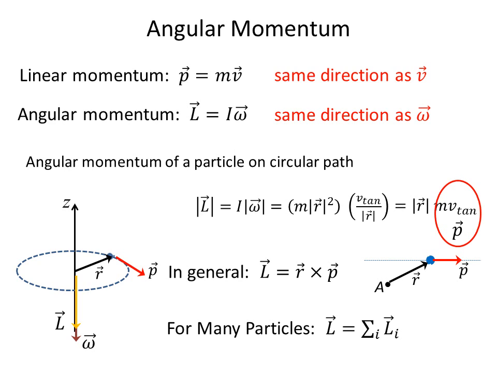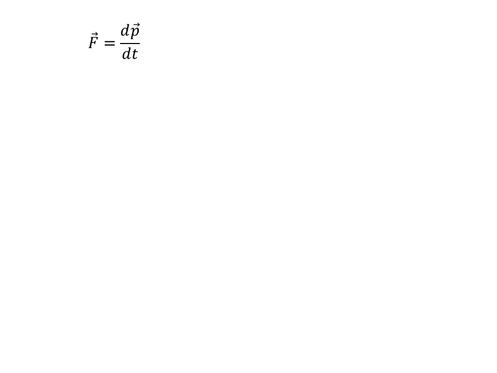For many particles, the angular momentum of a system of particles is equal to the sum of the individual particles' angular momentum. So the sum over i of L sub i. Now Newton's second law in terms of momentum is given in this fashion, that F is equal to the time rate of change of the momentum. This is the linear momentum p. Similarly, the rotational form of Newton's second law can be written in terms of the angular momentum. So tau is equal to the time rate of change of the angular momentum L.